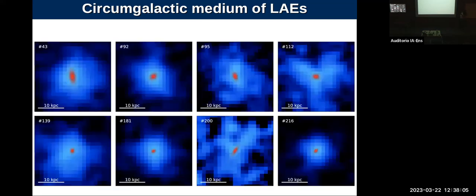So in order to visualize the circumgalactic medium of Lyman-alpha emitters, we need to go back to the MUSE cube, to those MUSE data cubes that the instrument directly detects. So if we go to those cubes and we go to each single Lyman-alpha emitter that is detected there, we can make a narrowband image of those Lyman-alpha emitters, a pseudo-narrowband image if you want. I show you some of those pseudo-narrowband images.